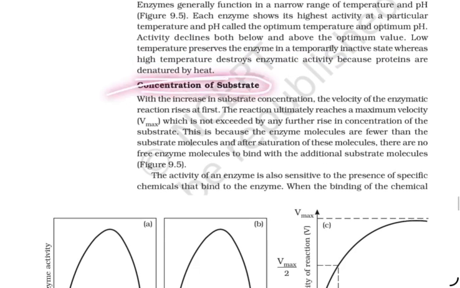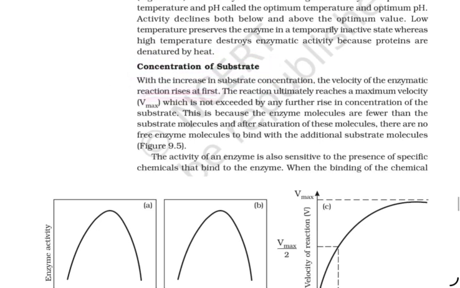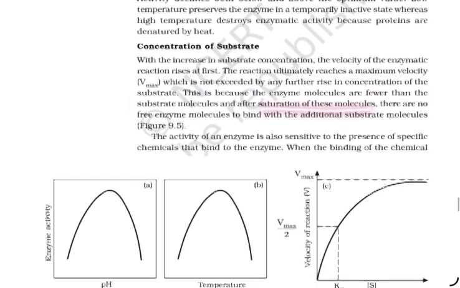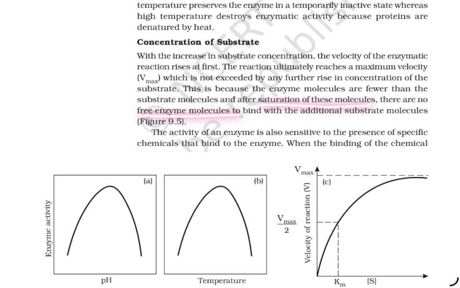The concentration of the substrate. When there is an increase in the substrate concentration, the velocity of an enzymatic reaction rises at first. The reaction ultimately reaches a maximum velocity, which is not exceeded by further rise in the concentration of the substrate. This is because the enzyme molecules are fewer than the substrate molecules. After saturation, there are no free enzyme molecules to bind with the additional substrate molecules.